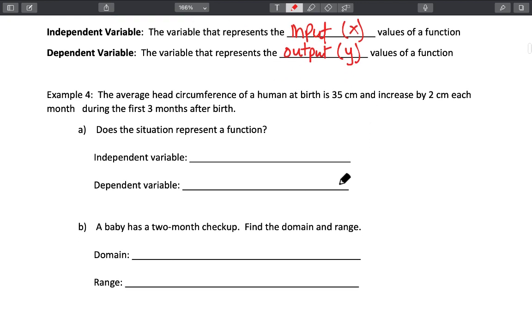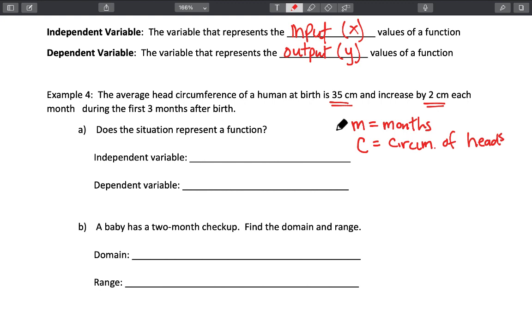All right, our last example for today: the average head circumference of a human at birth is 35 centimeters and increases by 2 centimeters each month during the first 3 months after birth. So does this situation represent a function? In other words, does each input have exactly one output? Your inputs are going to be m, the number of months after birth. The output is going to be c, the circumference of the baby's head after m months of birth. Okay, so we're going to say yes.